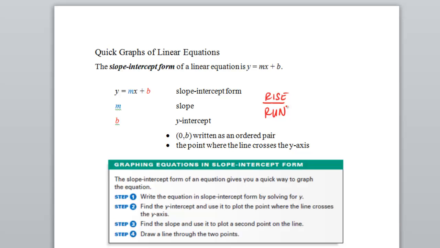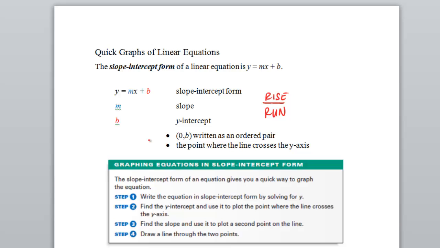Let's take a quick look at the steps involved in graphing slope-intercept form. First things first, no matter what form we get the equation in, we need to write it in slope-intercept form. Then we need a starting place, and the starting place is always going to be our y-intercept. Keep in mind that our y-intercept is always written as 0 and then whatever number is representing b. It is the place where it crosses the y-axis. So that's our first point that we need to plot.